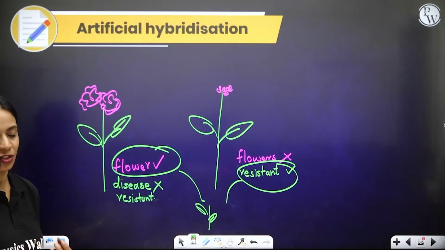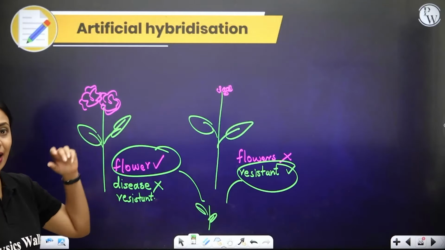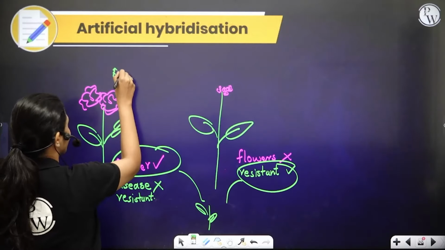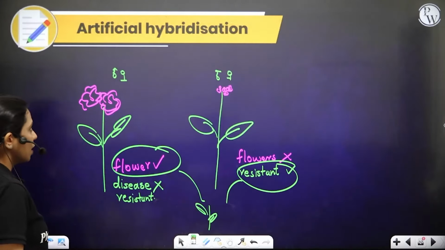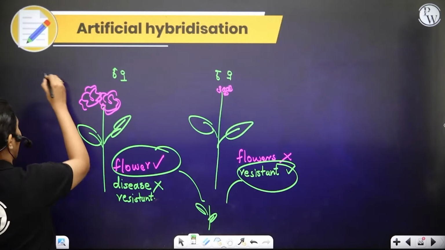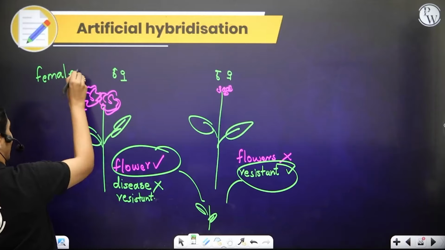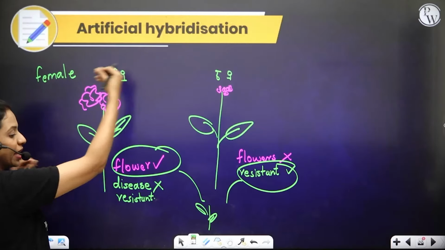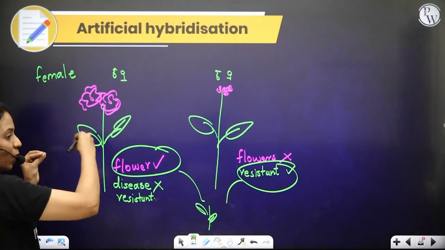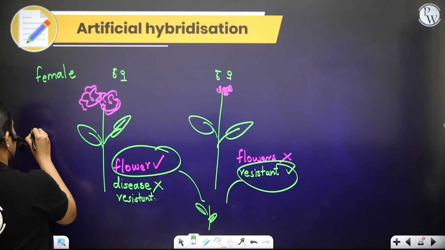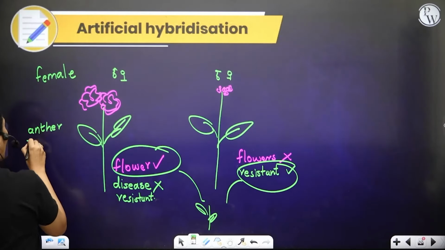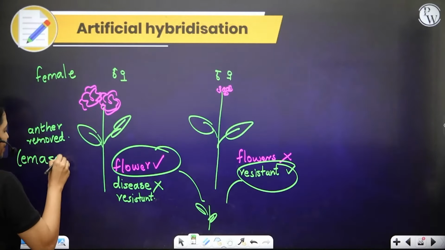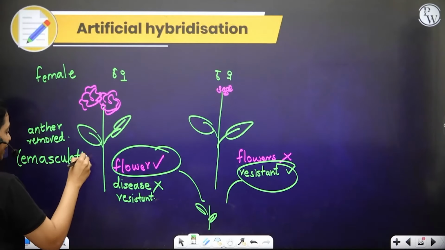What they do in artificial hybridization is they consider one of the two flowers as the female flower. Let's say both of these are bisexual. They have the male as well as the female part. They will designate one plant as the female. In this female plant, you have to remove the male part. Before the flower matures and blooms, they will remove the anther from this flower. Anther is removed. Removal of anther is called emasculation. Masculine means maleness. Emasculation is removal of male structures.